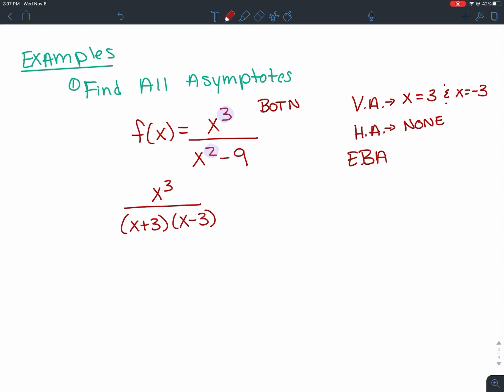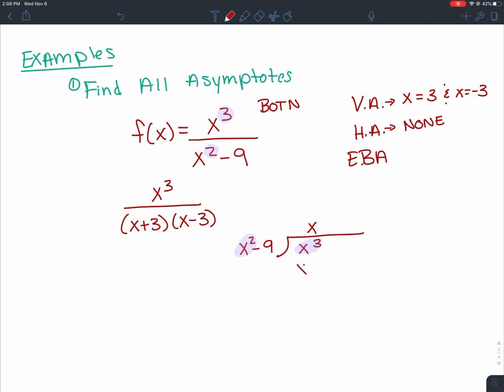The end behavior asymptote, so that means we've got to do long division. I wouldn't have picked a problem without doing long division. All right, so this one's easy. X squared minus 9 on the outside, x cubed on the inside. We need to think to ourselves, how does x squared become x cubed? Well, you multiply by x.